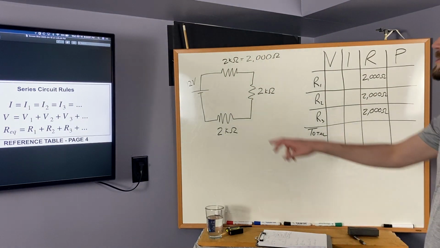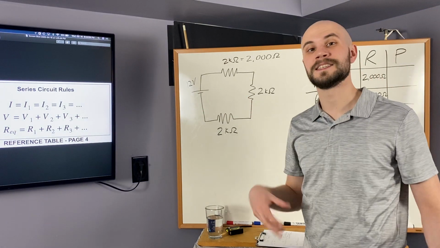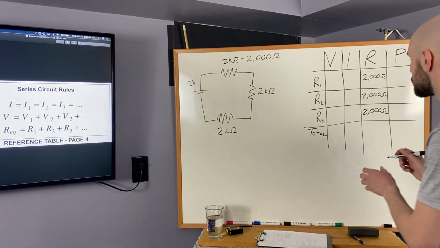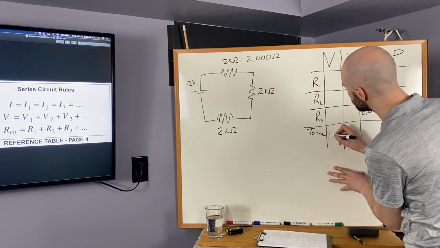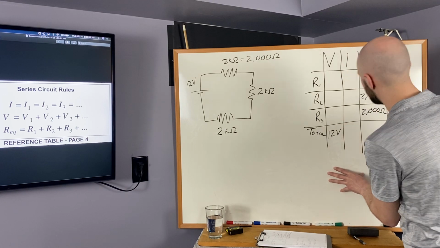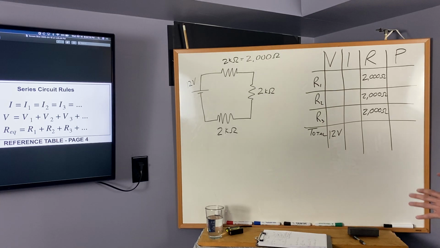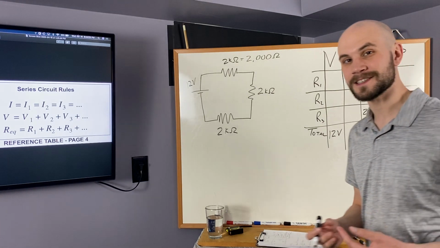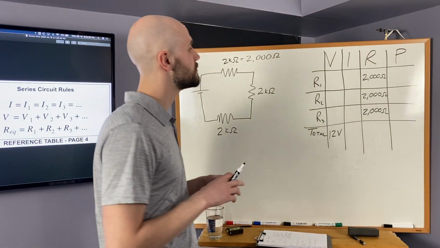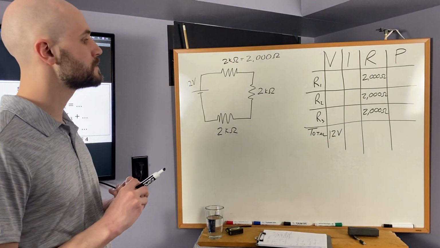We also know the total voltage across the entire circuit. That's the voltage of the source. That's going to be 12 volts. Here we go. And that's just our given information. What we do here is we use some logic and our knowledge of physics to fill out the rest of the rows on this table.